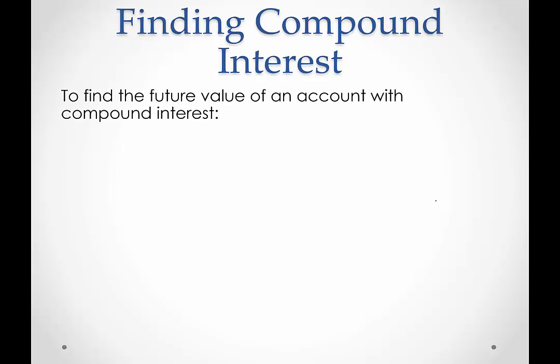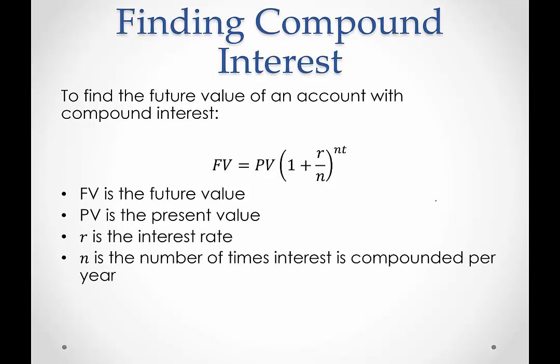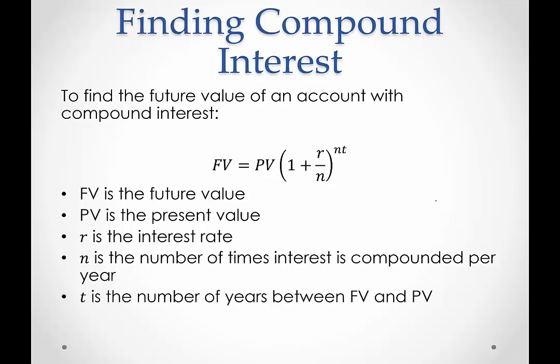So when we're finding compound interest, we can find the future value of an account with compound interest using this formula. The future value is equal to the present value times 1 plus the interest rate divided by, and here's the new variable, n, the number of times the interest is compounded per year. And then we have that n again, raised to n times t, where t is the number of years between the future value and the present value.